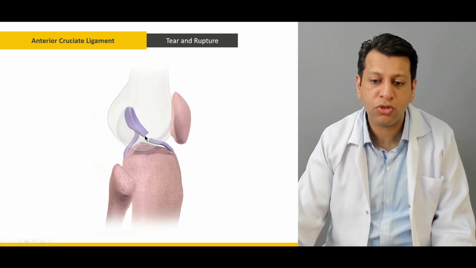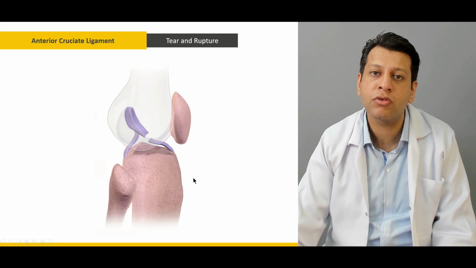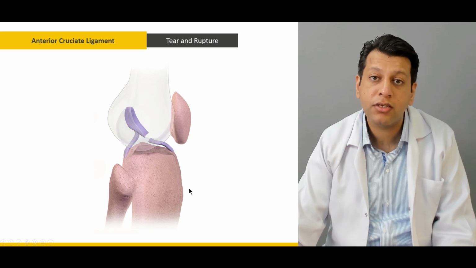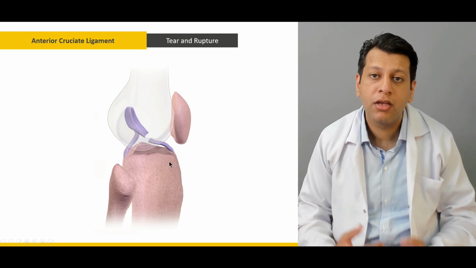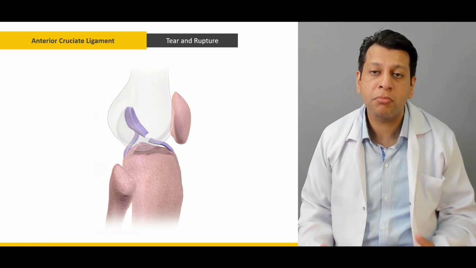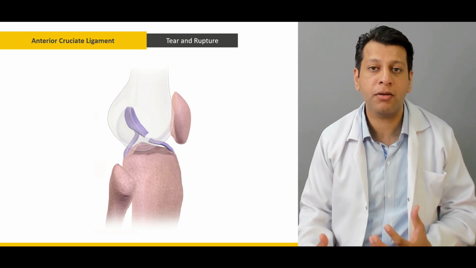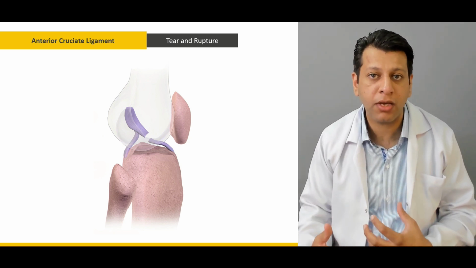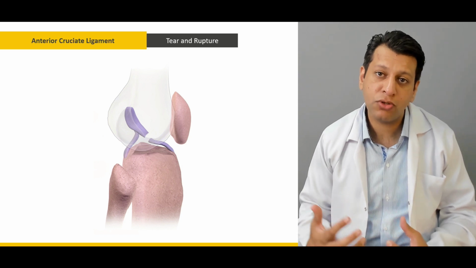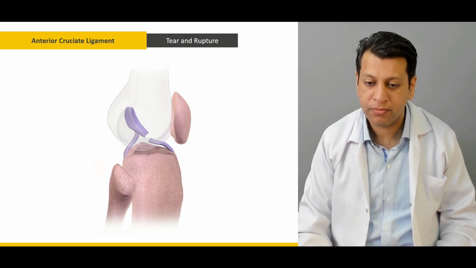And if this gets torn in the mid substance, there will be anterior translation, with no resistance to anterior translation of the tibia as well as external rotation. So when the patient walks with a torn ACL, there is always a complaint of giving way of the knee: the tibia suddenly goes forward and the patient feels as if the knee is coming out. That is the reason, because there is no restraint to anterior translation.